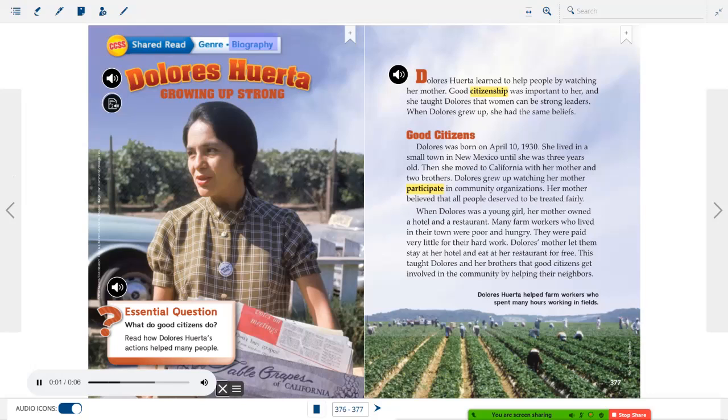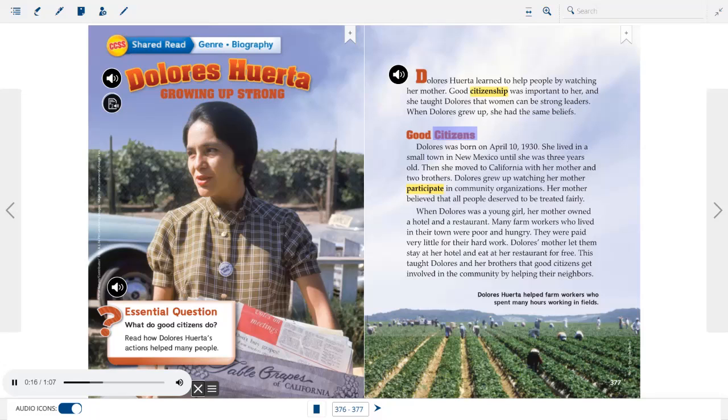Genre, biography. Dolores Huerta, Growing Up Strong. Essential question. What do good citizens do? Read how Dolores Huerta's actions helped many people. Dolores Huerta learned to help people by watching her mother. Good citizenship was important to her, and she taught Dolores that women can be strong leaders. When Dolores grew up, she had the same beliefs.